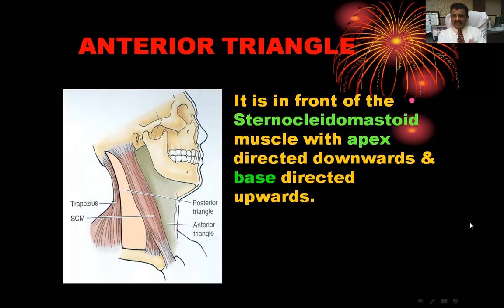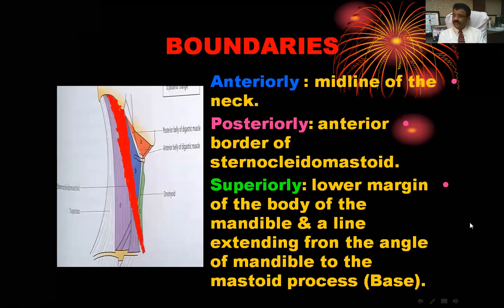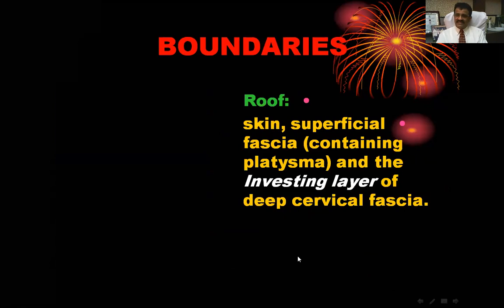So what are the boundaries of the anterior triangle of the neck? Anteriorly, it is bounded by the midline of the neck. Posteriorly, by the anterior border of the sternocleidomastoid muscle. And superiorly by the lower margin of the body of the mandible and a line joining the angle of the mandible to the mastoid process. The superior boundary is also called the base because it is located upwards.